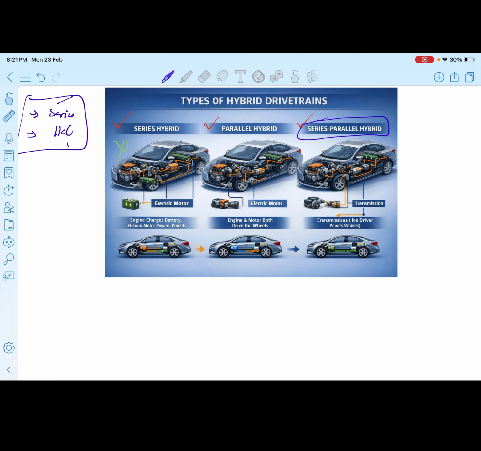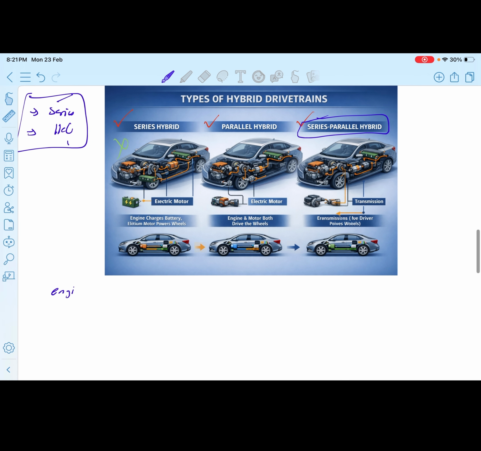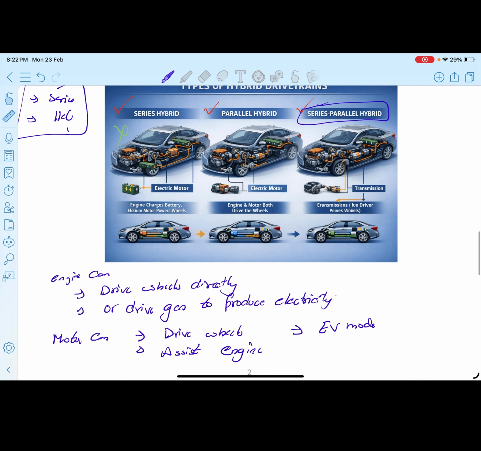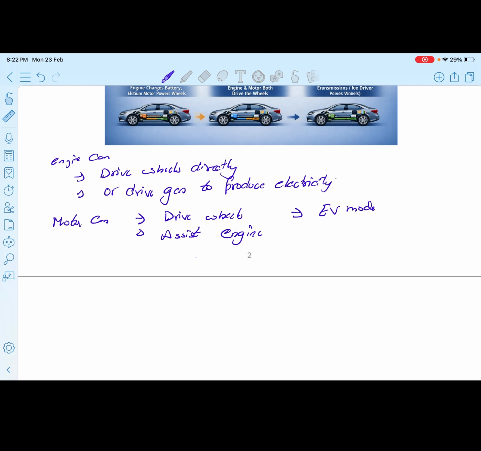Okay. So the basic concept is that the engine can drive the wheels directly, or it can drive the generator to produce electricity. While what your motor can do is it can also drive the wheels, it can assist the engine, it can also operate in EV mode. So basically here your power is flowing in different or multiple paths. That is an interesting concept.